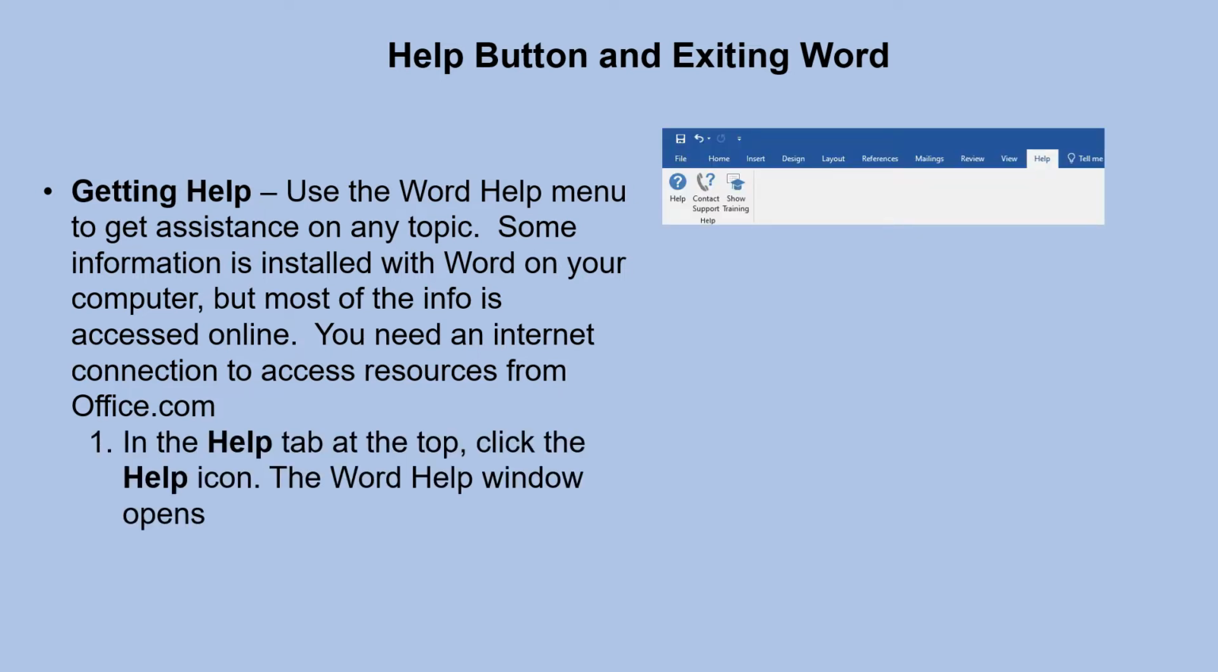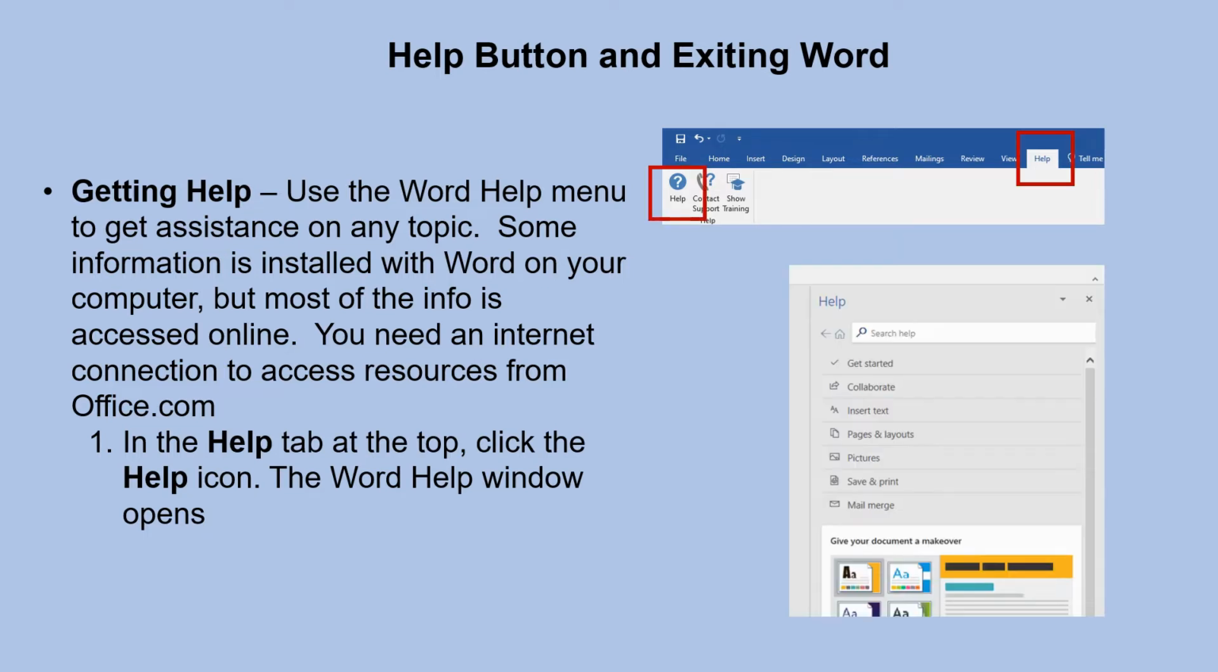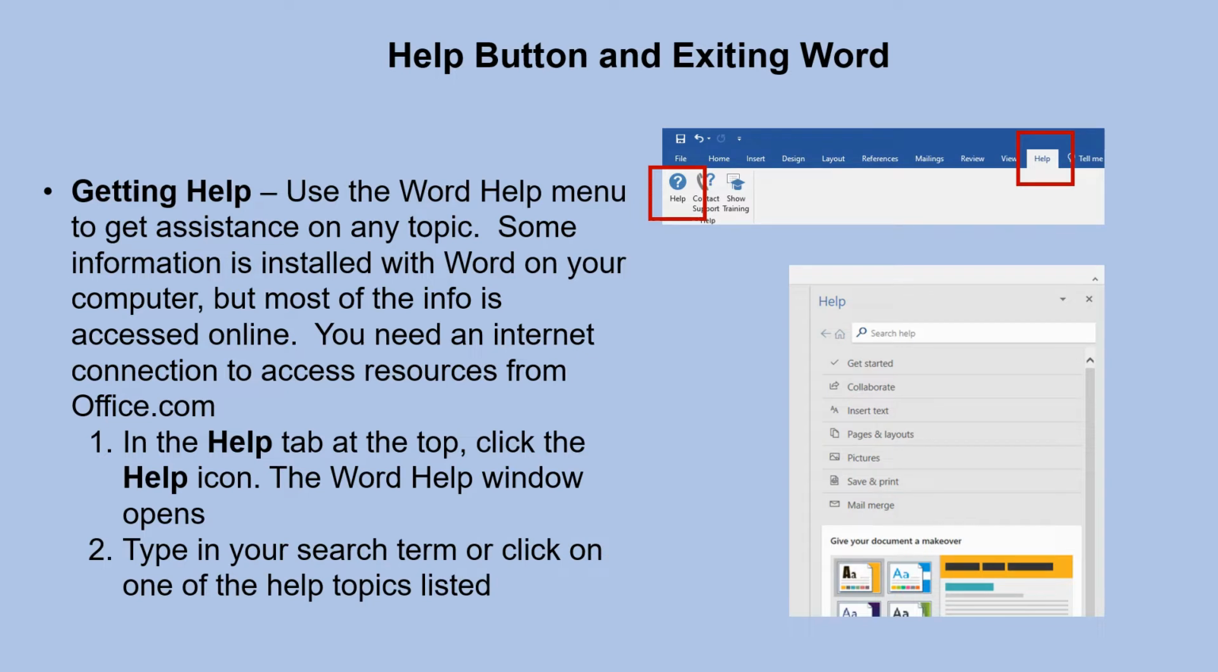So in the Help tab at the top, click the Help icon. The Word help window will open. You can type your search terms into the search box and then click on one of the options that appears if it suits your need.